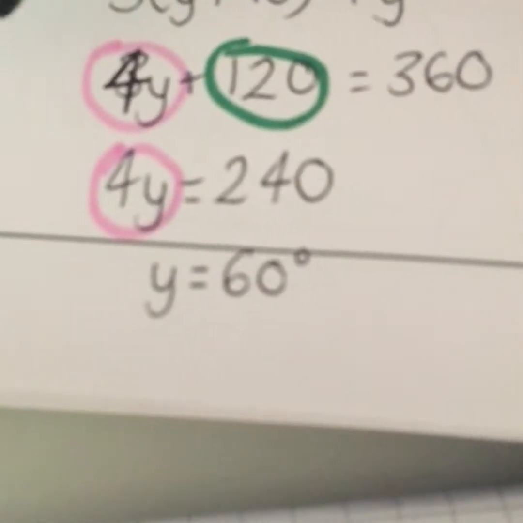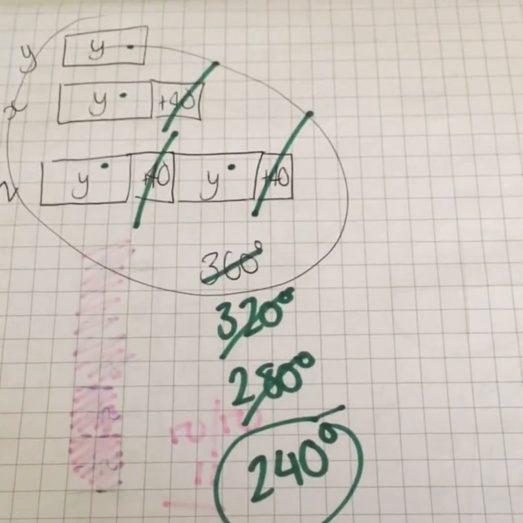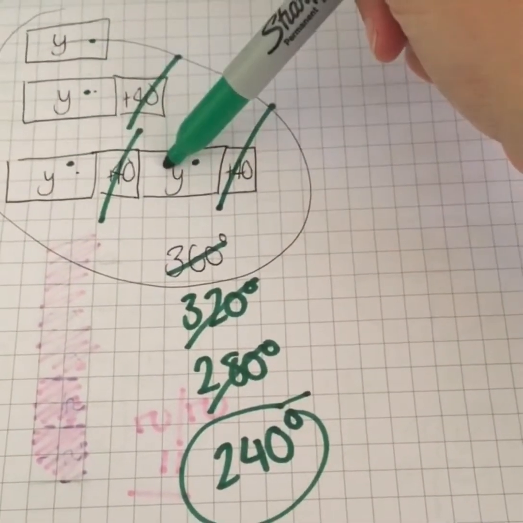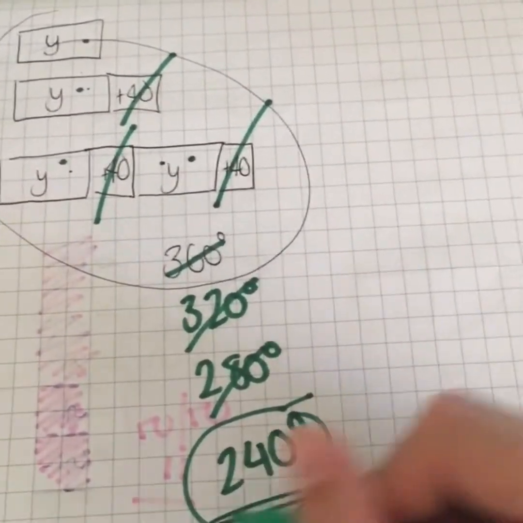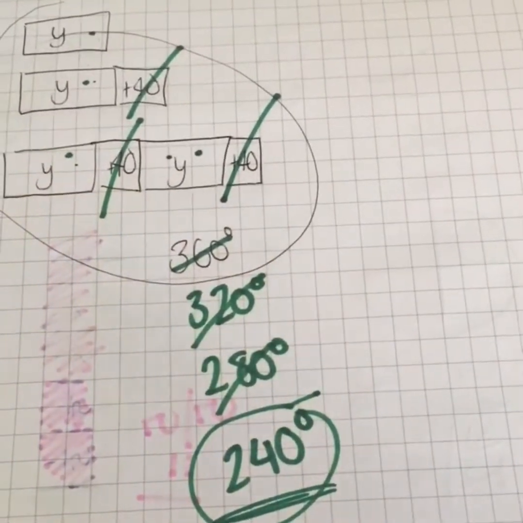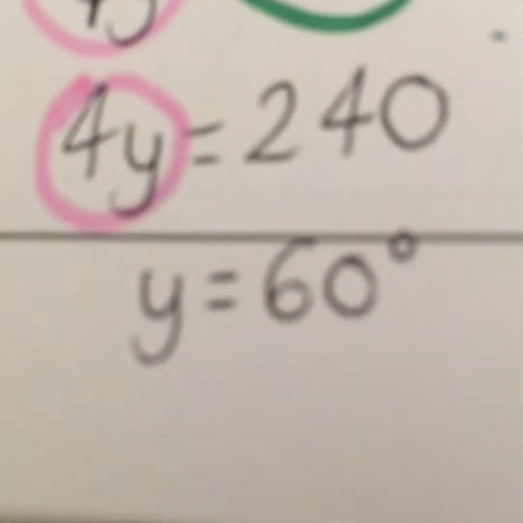And this is the same as before when we had 4y equals 240. That's basically what we've got here, just in a different representation. So we've got 1, 2, 3, 4 y's equals 240 degrees. So we need to share out this 240 degrees. 240 divided by 4 is 60. Okay, so each y is 60 degrees.